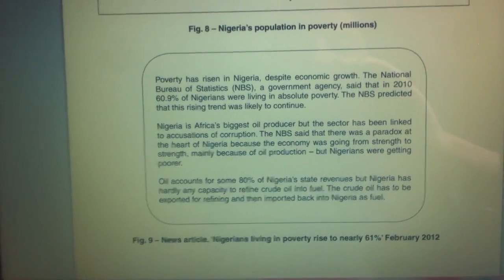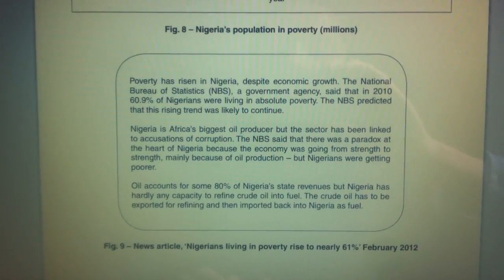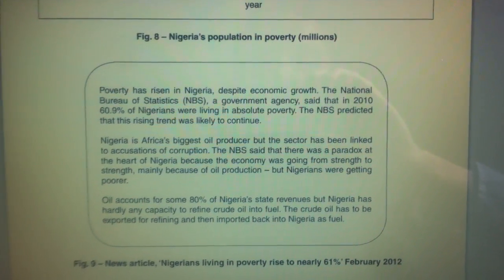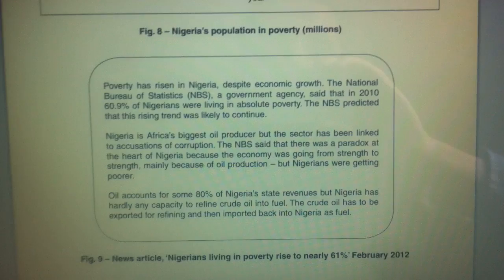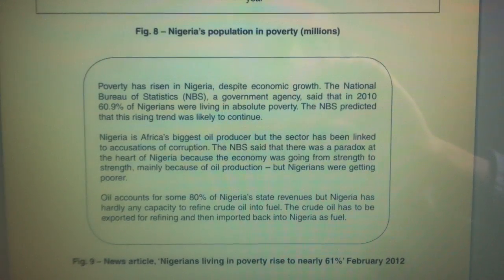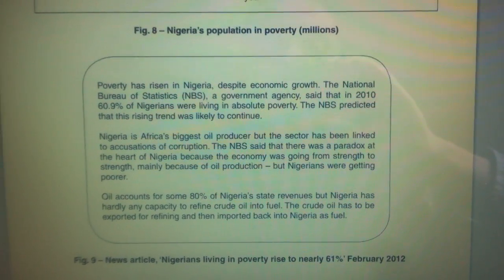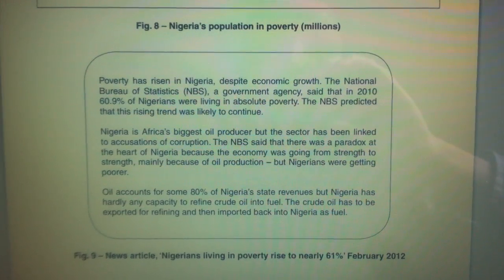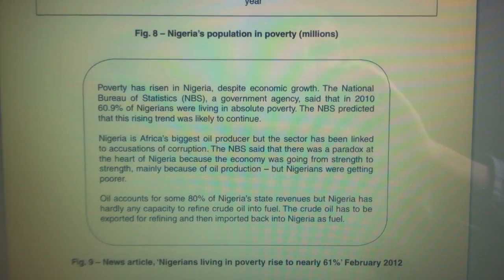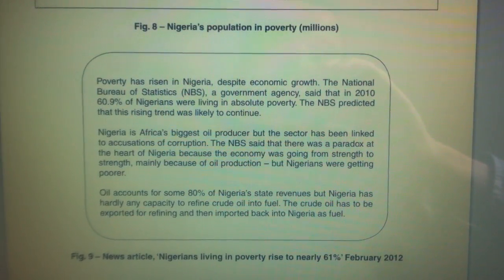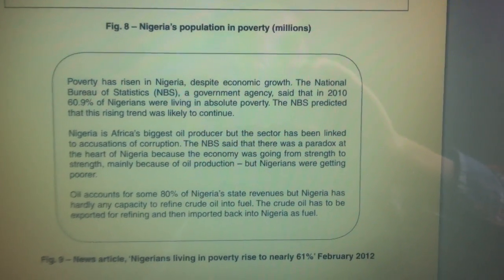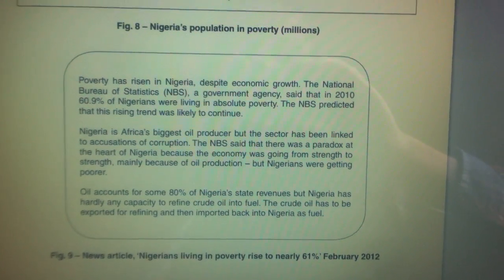Nigeria is Africa's biggest oil producer, but the sector has been linked to accusations of corruption. Yes, FIFA, take note. This is a very important point, and it relates to the data set above. So we've got an oil-rich country, yet the numbers of people living in poverty are clearly going up. And clearly the rewards and the revenue streams from that oil are maybe in the hands of a few and not trickling down to the hands of the many.